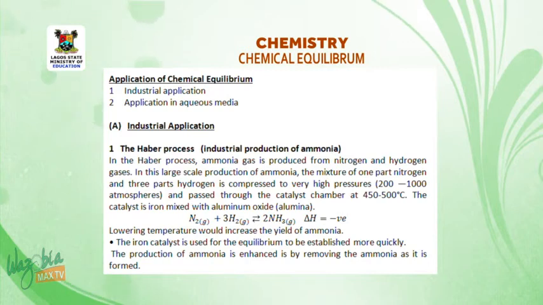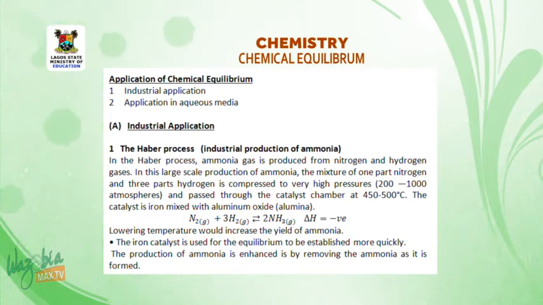In the Haber process, ammonia gas is produced from nitrogen and hydrogen gases. In this large-scale production of ammonia, the mixture of 1 part nitrogen and 3 parts hydrogen is compressed to a very high pressure, say 200 to 1000 atmospheres, and passed through the catalyst chamber at 450 to 500 degrees Celsius. The catalyst is iron mixed with aluminum oxide, that is the alumina.